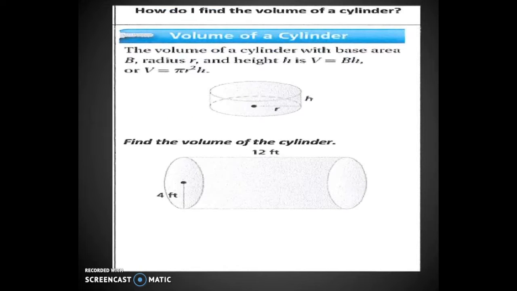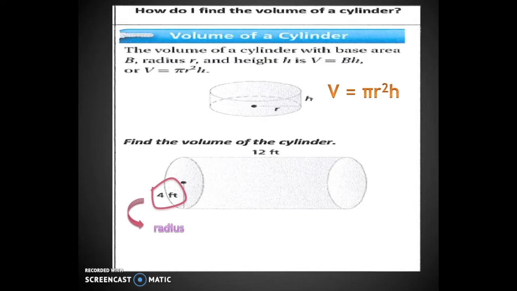Now let's take a look at how to find the volume of a given three-dimensional figure. So let's look at a cylinder. The first thing you want to do is to write that formula down. It's V is equal to pi times radius squared times my height. So now let's go ahead and look at the information given so we can plug into our formula.